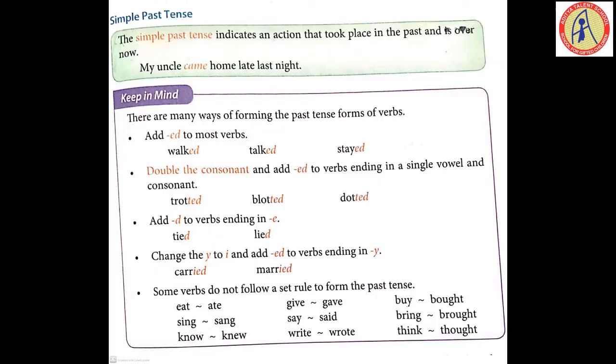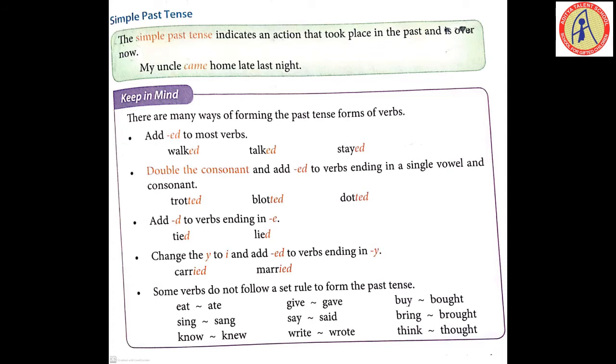Before going to that, once again recall the simple past tense. The simple past tense indicates an action that took place in the past and is over now. So actions which have already been completed in the past are taken as simple past, and there are some time indicators like yesterday, last night, one month ago, last year. If you identify the time indicators, it is clear that the action is in the simple past.